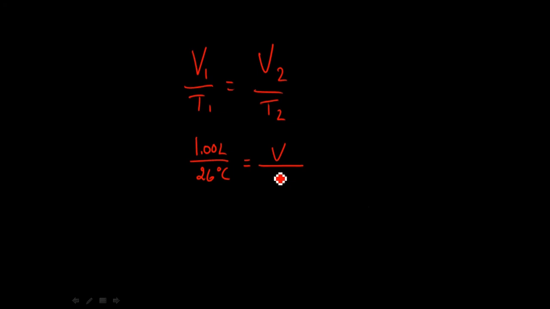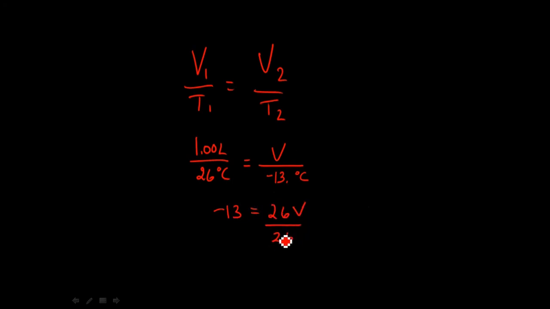So I take the 1 liter container and toss it in the freezer. My freezer, for the sake of making the math easy, is going to be around negative 13 degrees Celsius. We all know that as the gas gets colder, the volume should shrink, so I should have a much lower volume than before. We solve the math. Negative 13 times 1 is negative 13. 26 times v is 26v.